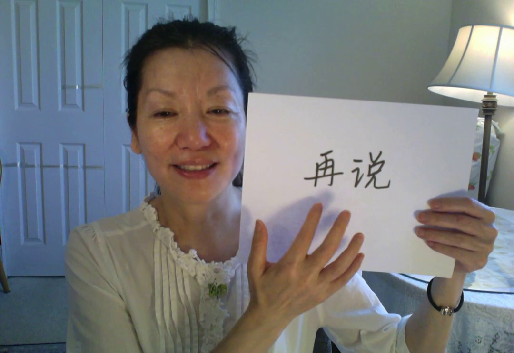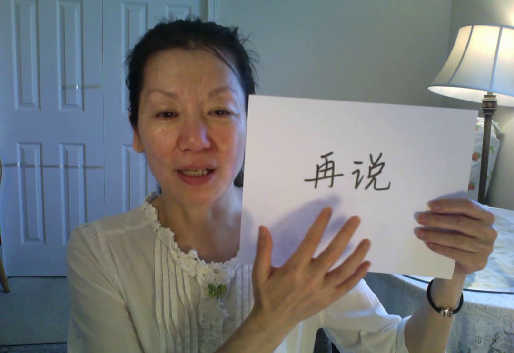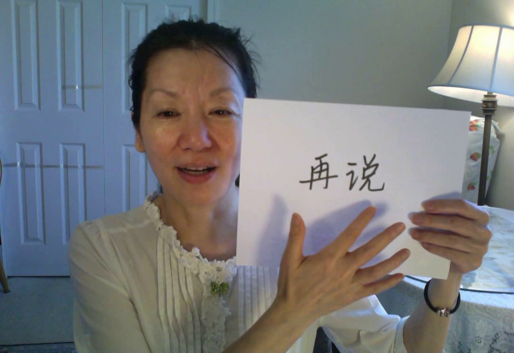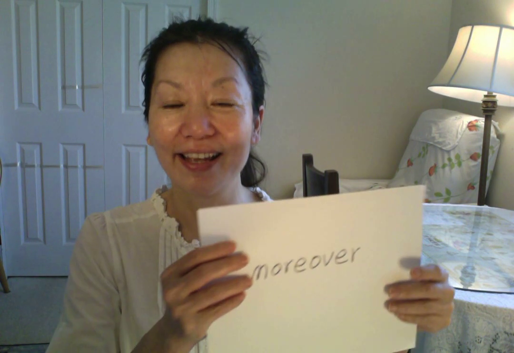再说, 我们看, 再说. 再, 说, 再说, okay. Moreover, 再说. Moreover, in Chinese we say 再说. Okay, let's see next.